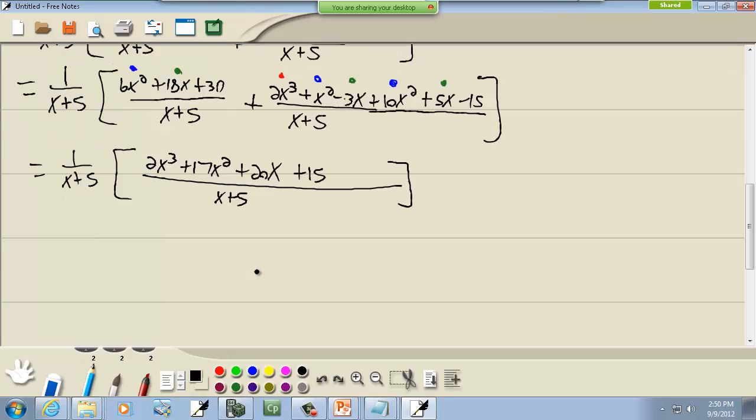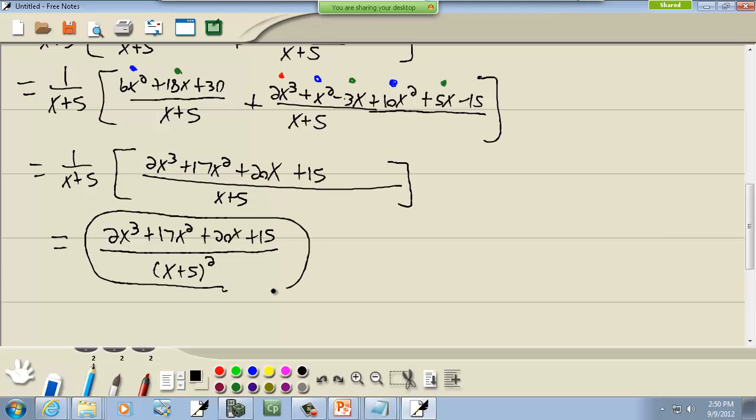Now, it doesn't look like I can use factoring by grouping. It's a pretty good bet that won't actually work out nice. You have to do some planning for them to come out nice. So I got 2x to the third plus 17x squared plus 20x plus 15 over x plus 5 times x plus 5, which is x plus 5 squared.